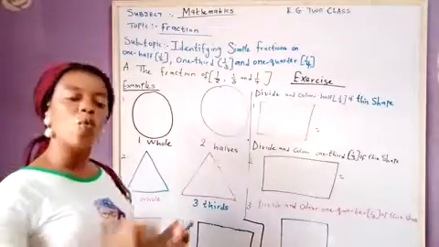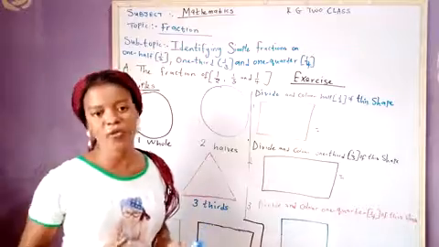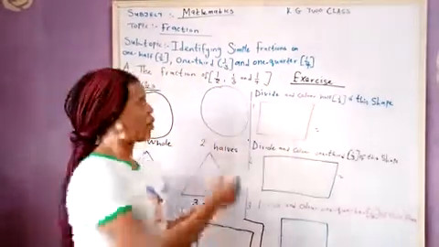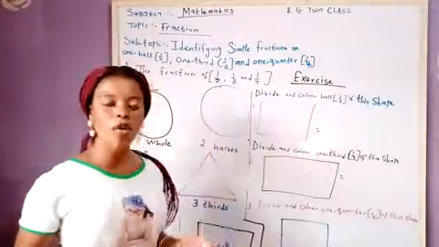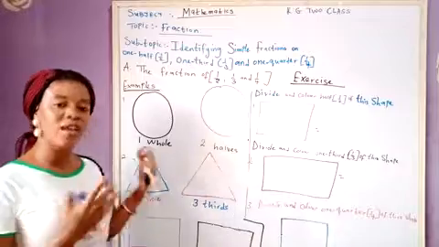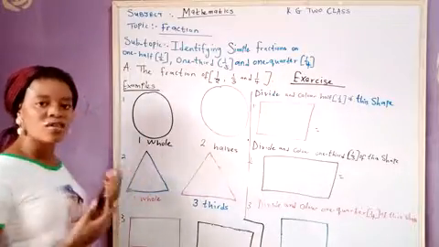Don't forget that 1/2 means half, 1/3 means one third, while 1/4 means one quarter. Examples, let's try this together. Now pupils, face the board and let's do this together.